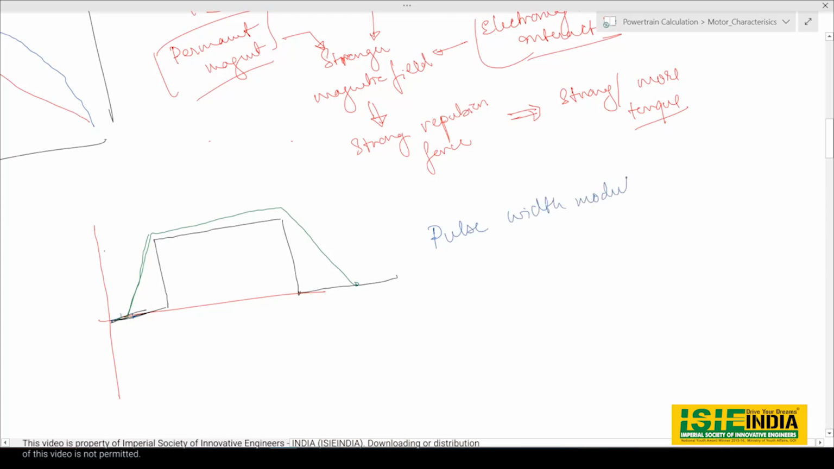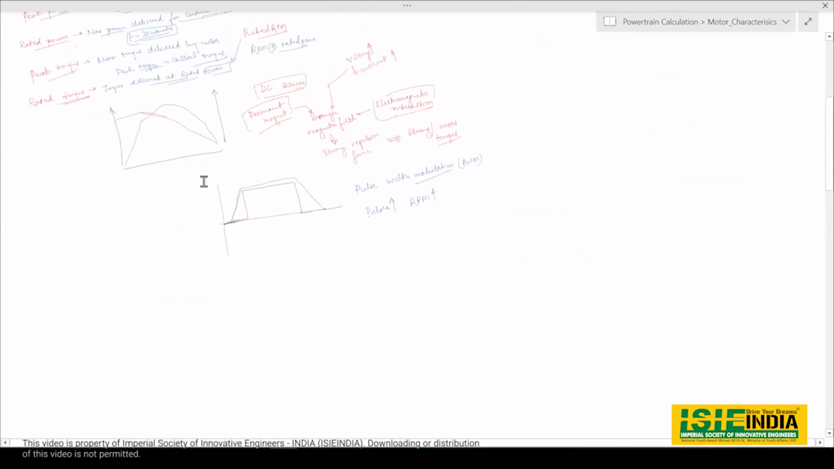Pulse width modulation, or PWM, right? If you increase the number of pulses, you can increase the RPM. So you have pulse width modulation and all, right? So basically for a motor, this is why usually a single-speed gearbox is used.